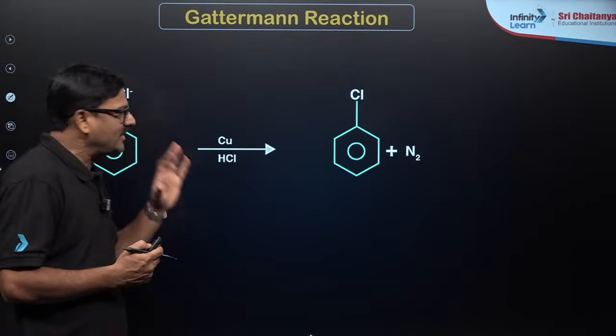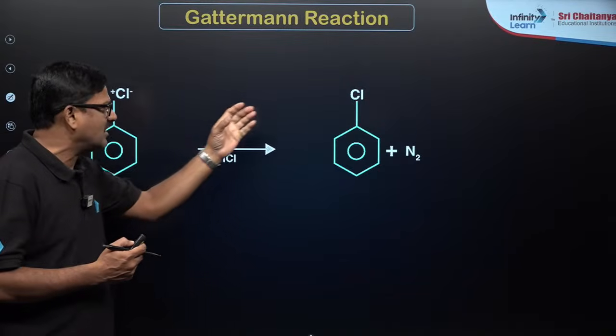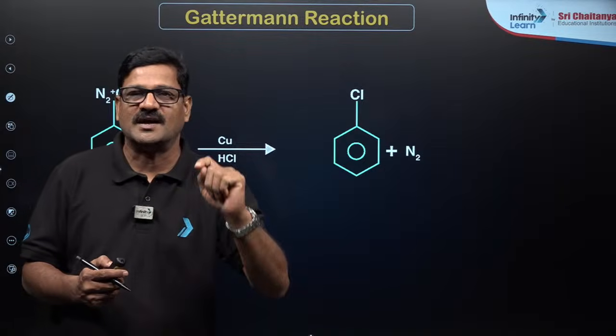This is about the Gattermann reaction. Benzene diazonium chloride, when it is treated with copper and HCl, gives rise to chlorobenzene. This is what is called a Gattermann reaction.